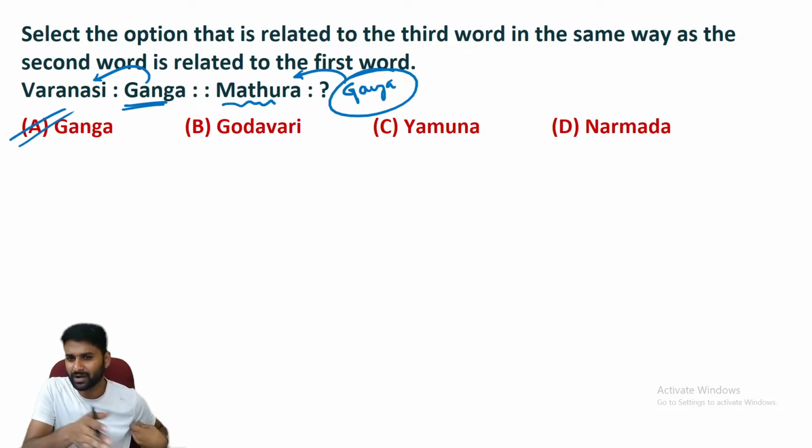You can see it in Varanasi. Same way, Mathura is the place. So in Mathura, which river can you see?